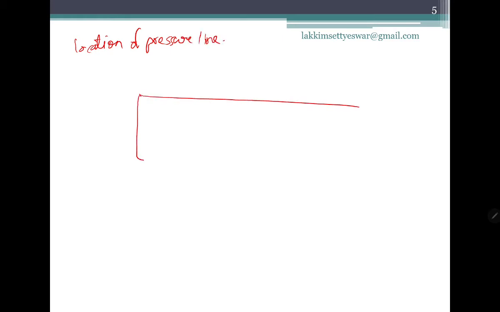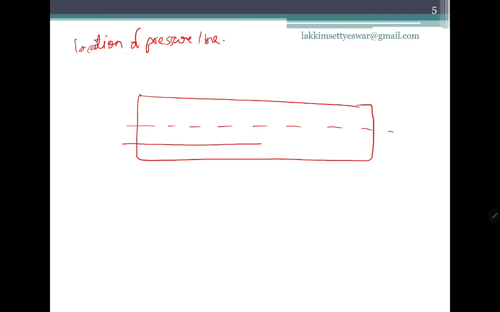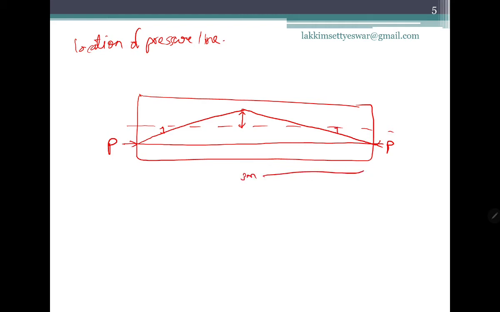Let's draw the location of the pressure line. This is the beam, this is the neutral axis, this is the pre-stressing member with pre-stressing force P. So the shifted pressure line is this one. We need to calculate this distance now, and at quarter spans these distances. Total span is 3 meters.